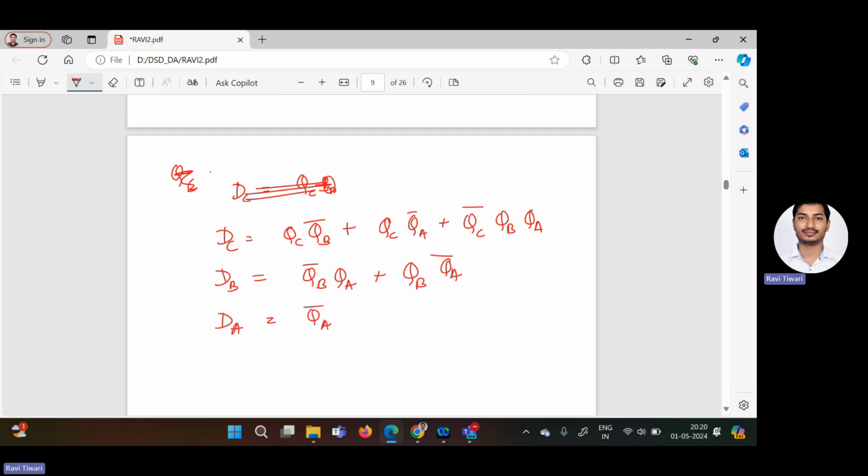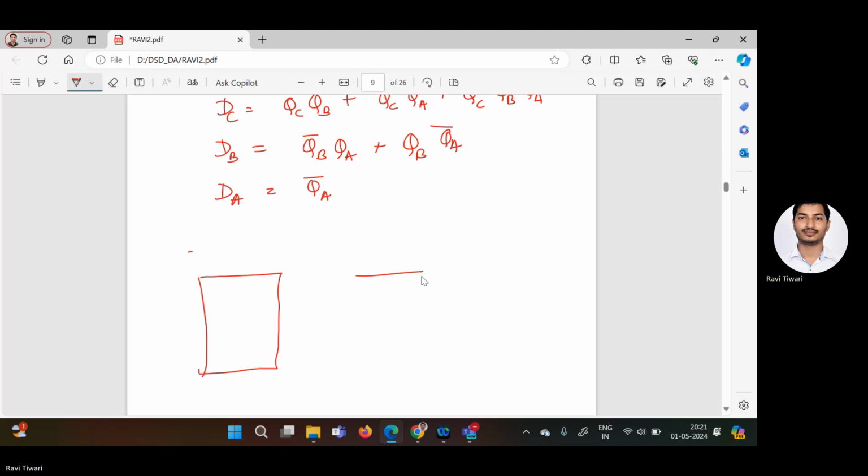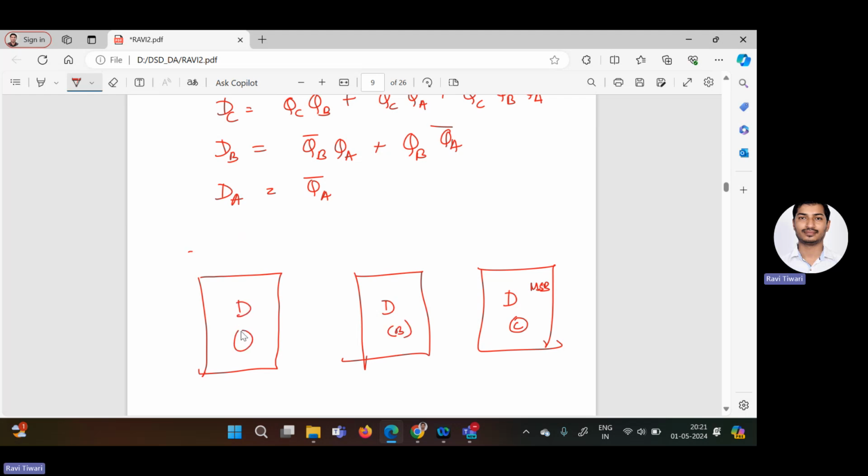Now we have all the expressions and we have to draw the circuit. So now here, as we are using 3 D flip-flops, I'm writing it like this. This is the first flip-flop, second flip-flop, and this is the third flip-flop. Always remember the most significant bit will be the last flip-flop. So here D and this is B. This is D flip-flop and here I'm writing A. So the value of DA is QA bar. Directly I can write it like this.